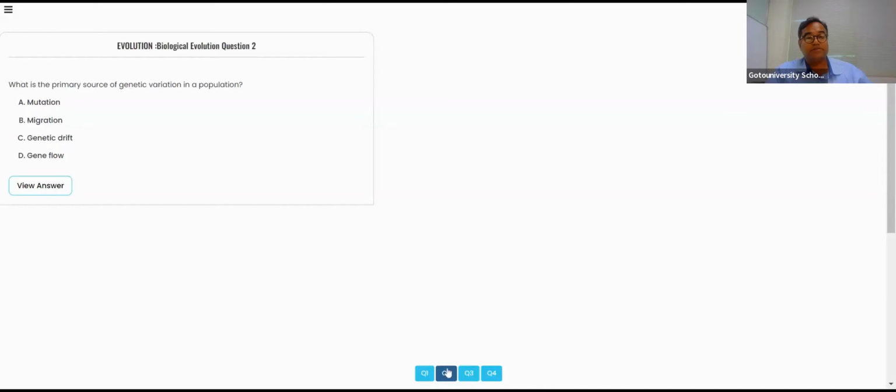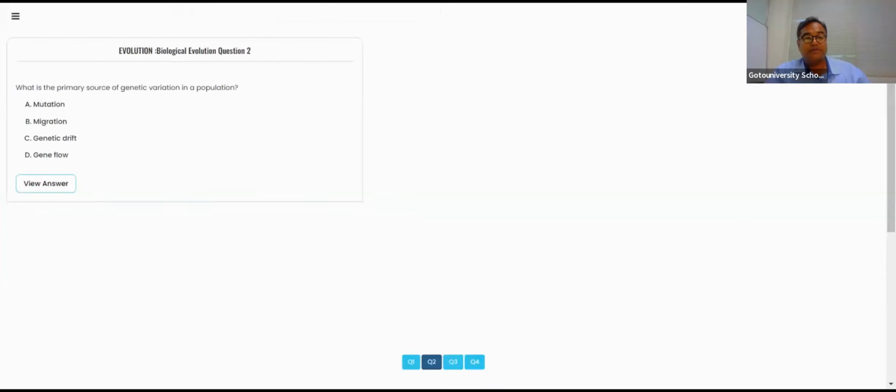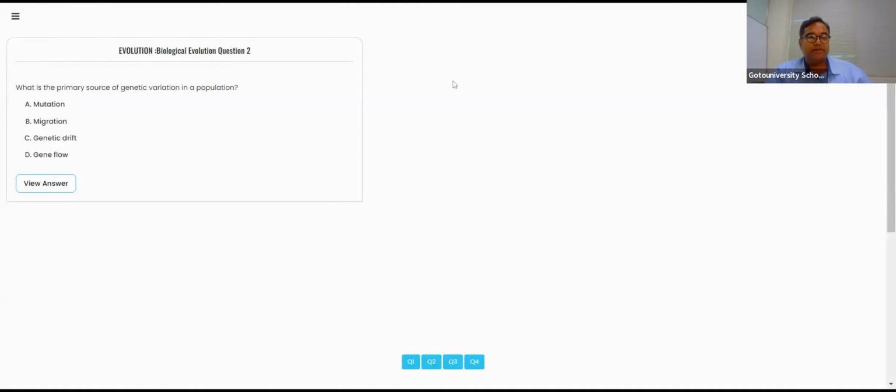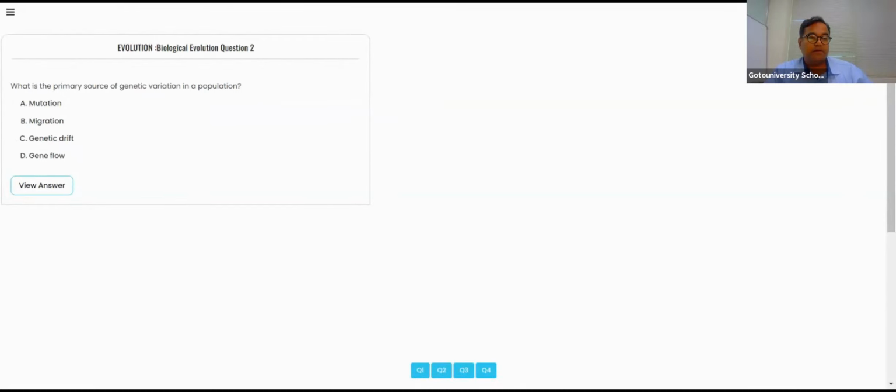Now we are coming to question number 2. What is the primary source of the genetic variation in a population? The answer for this is genetic variation, which is mainly because of the mutation. It's mainly because of the mutation. The primary source is mutation.